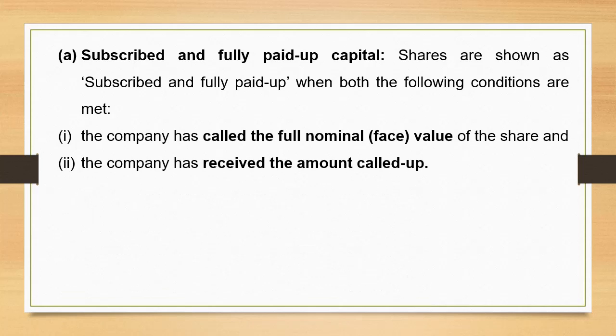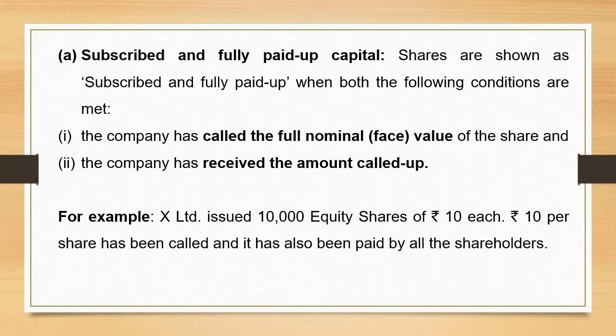The second condition is the company has received the amount called up. That means if 10 rupees has been called, and 10 rupees has been received, then only the amount will be categorized under this head, that is subscribed and fully paid up capital. Let us see the example.